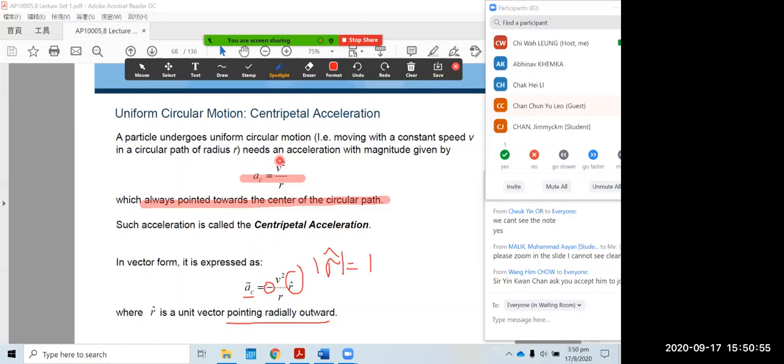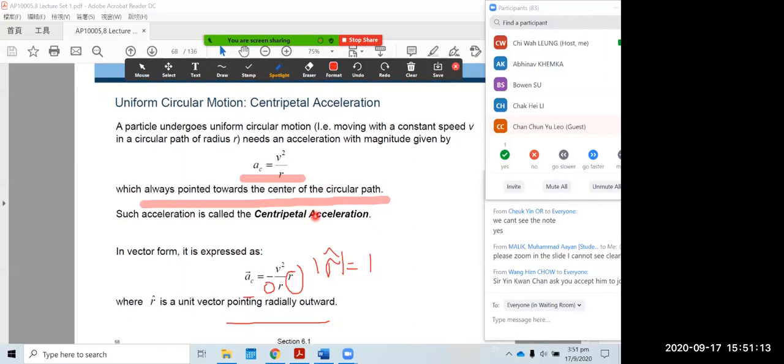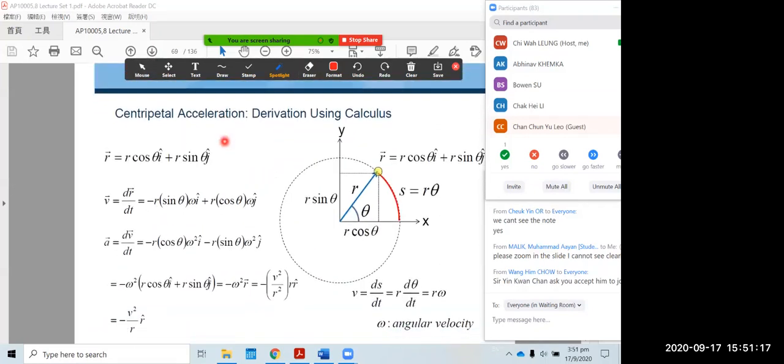But if you are just using the values, then it is okay. You just use the equation at top to calculate the size, and you know that the acceleration always points towards the center of the circular path. So things are okay.